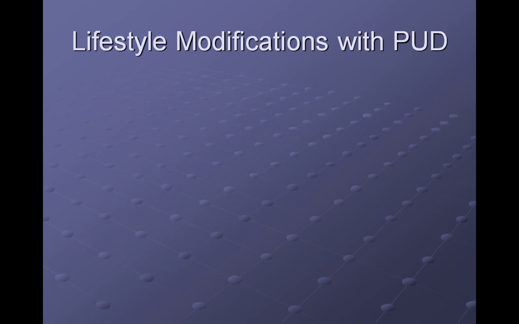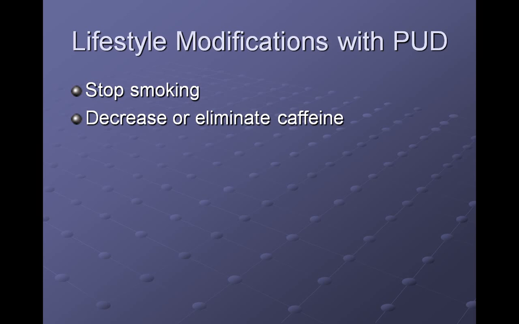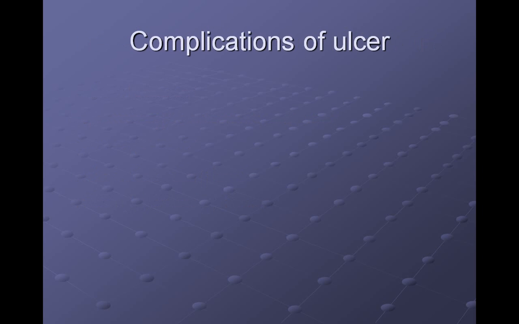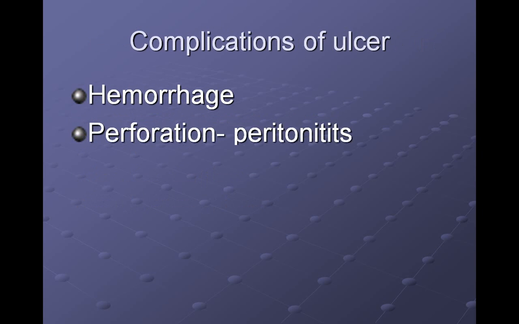Lifestyle modifications with peptic ulcer disease: stop smoking, decrease or eliminate caffeine, avoid alcohol, avoid irritating foods, and eat small frequent meals. Complications if an ulcer should occur include hemorrhage and perforation, which can lead to peritonitis, and both of these are emergencies. Obstructions can occur.